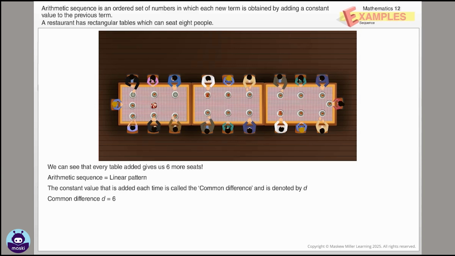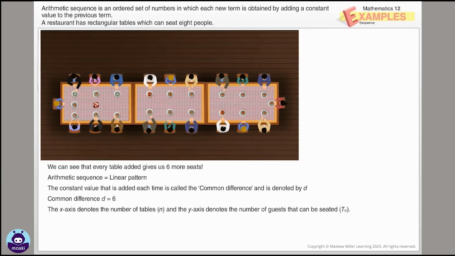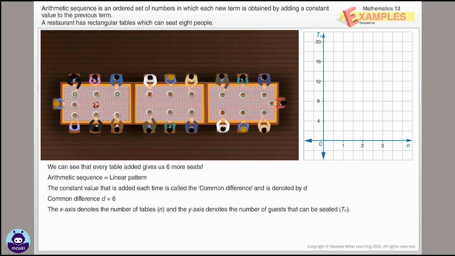Let us plot the graph for an arithmetic sequence. The first term is 8, so we plot the point (1, 8). The second term is 14, so we plot the point (2, 14). Likewise, we can plot the other terms on the graph. As expected, the graph of an arithmetic sequence is a straight line.